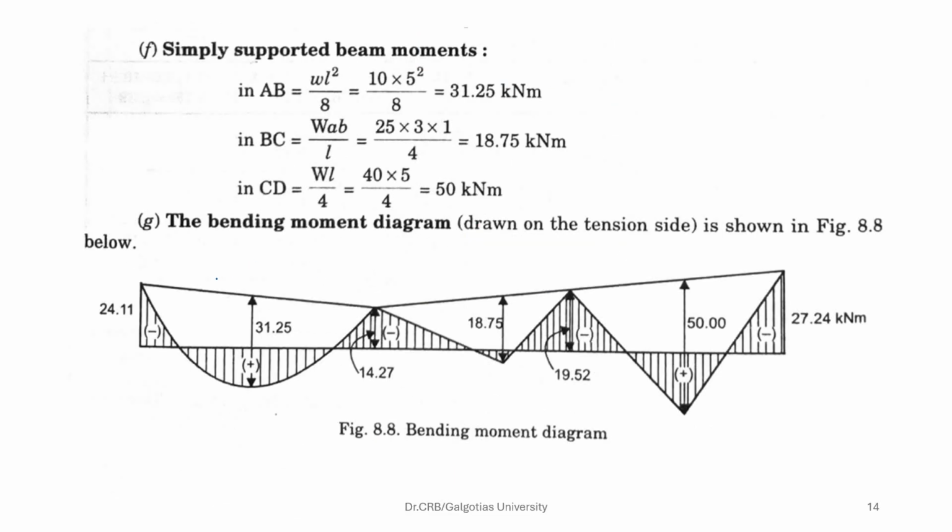Now once you are done with the final moment, these are the bending moment diagrams as represented here. You can see that the simply supported moment is WL square by 8, and for BC it is WAB by L, and for CD is WL by 4. Then you superimpose these moments where you get the final moment values for these locations, and these are drawn in this fashion, and you have to superimpose the simply supported moments, and finally you get this bending moment diagram. So this bending moment diagram is drawn on the tension side as represented here.